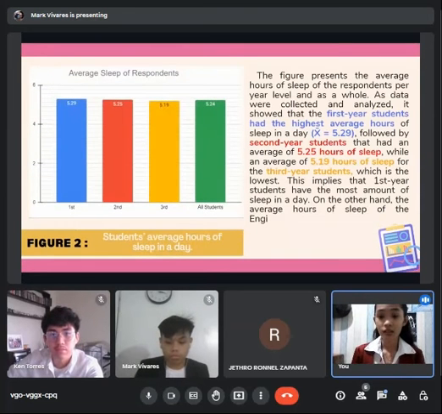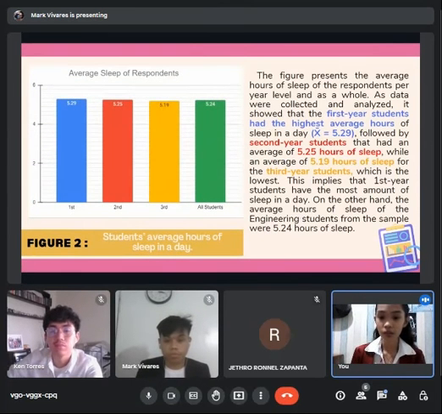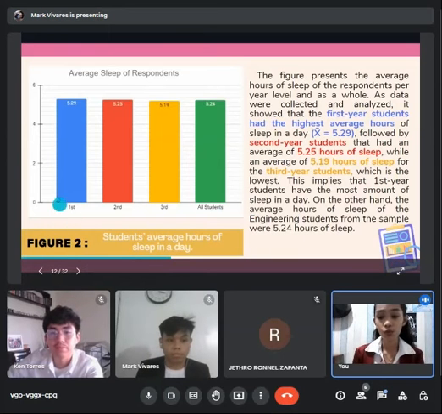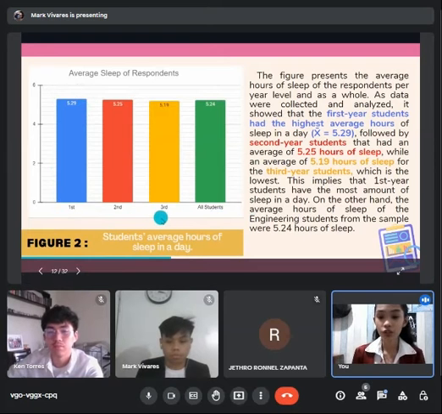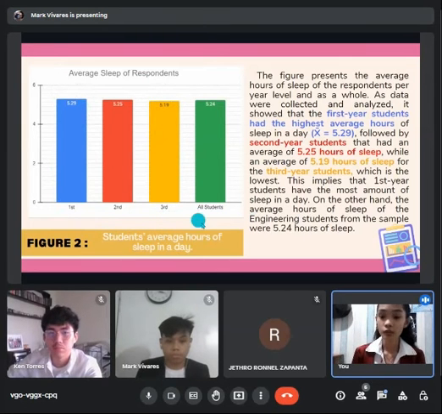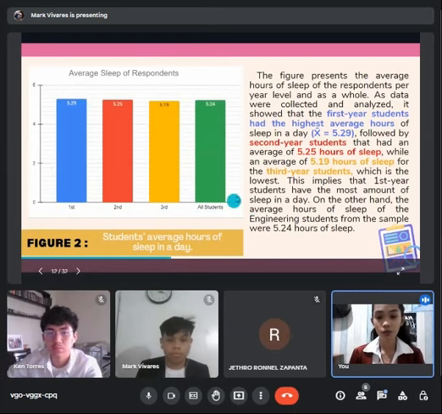Next presented is the students' average hours of sleep in a day, whereas shown, the first-year students having 5.29 hours had the highest average hours of sleep, while the lowest is acquired by the third-year students who have 5.19 hours of sleep on average. Conversely, our overall respondents have an average of 5.24 hours of sleep in a day.